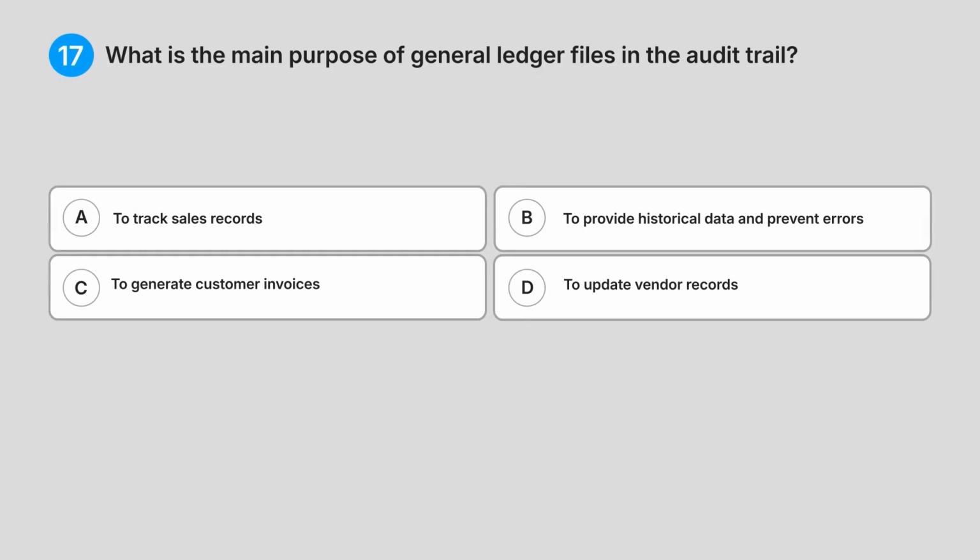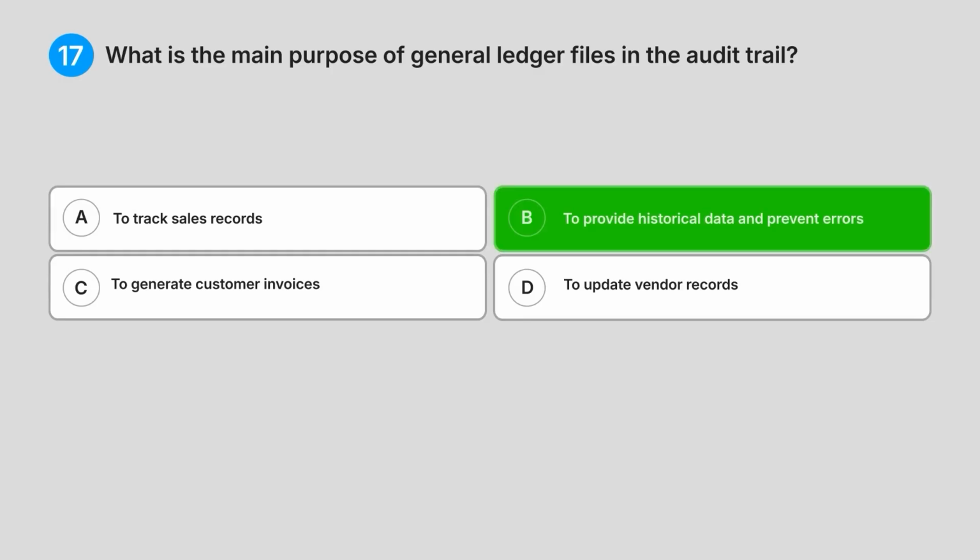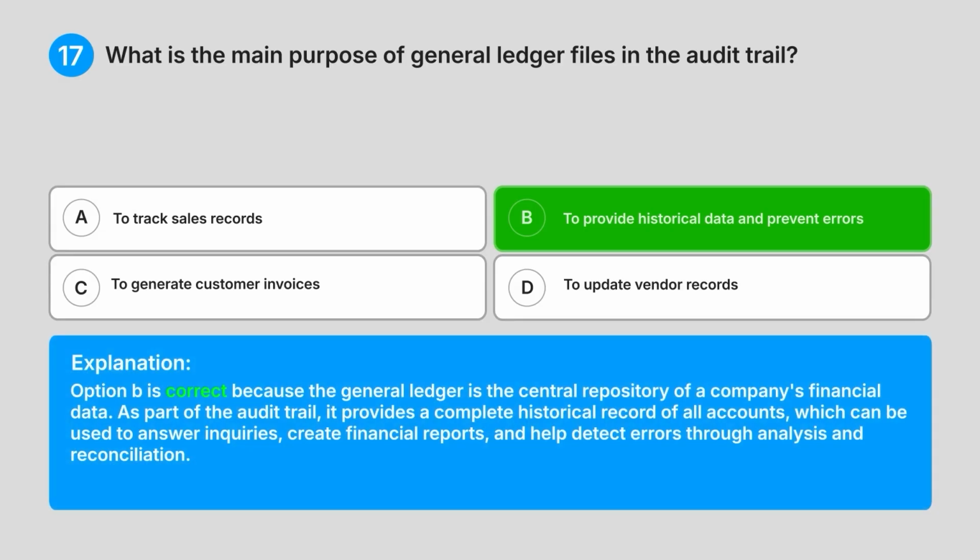Correct answer, B. To provide historical data and prevent errors. Explanation: Option B is correct because the general ledger is the central repository of a company's financial data. As part of the audit trail, it provides a complete historical record of all accounts, which can be used to answer inquiries, create financial reports, and help detect errors through analysis and reconciliation.